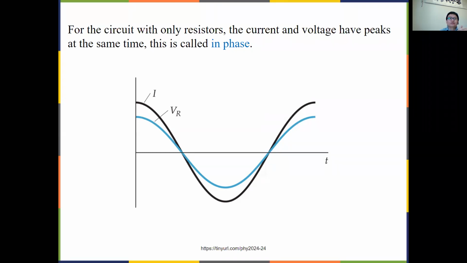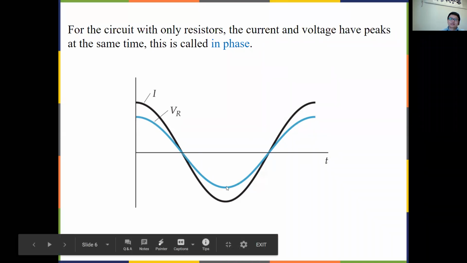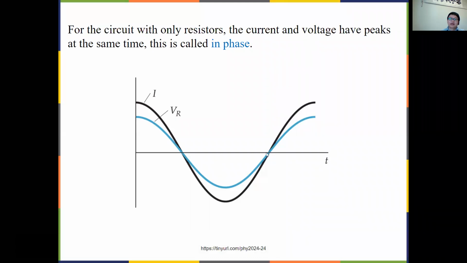So we call these two in phase. The current and voltage are in phase because they peak at the same time. They have a minimum at the same time, also peak at the same time on the negative side, and then they are zero at the same time, and peak again at the same time as well. So when the voltage and current have peaks at the same time, we call them in phase. Or in another way, they have the same sine function.